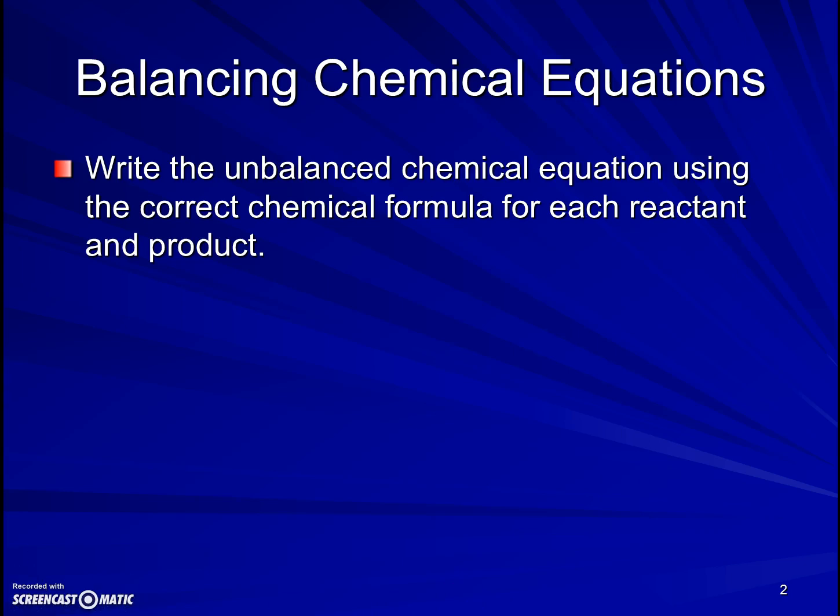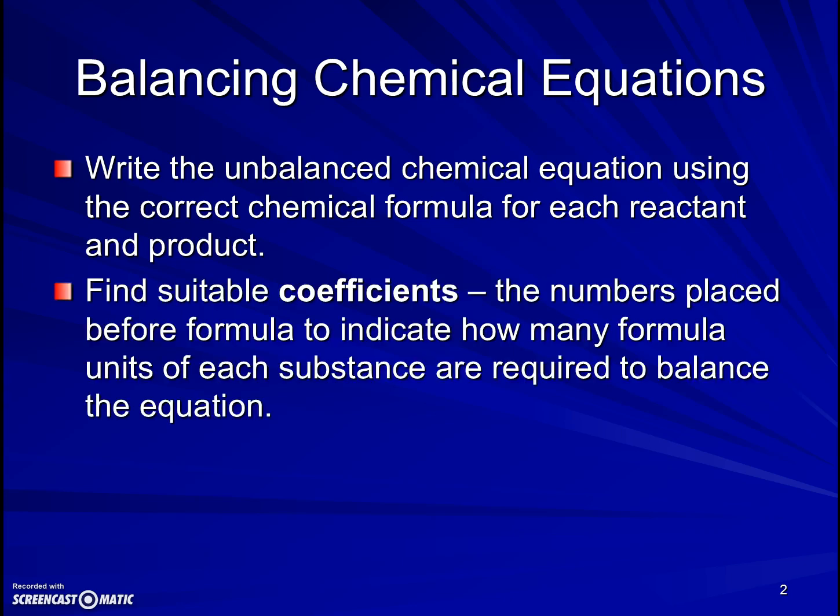A chemical equation is a way of writing out what happens in a chemical reaction. On the left side you have reactants, on the right side you have products, and you have the chemical formulas for each. And in order for the law of conservation of mass to be obeyed, those chemical equations have to be balanced. So we're going to begin by balancing chemical equations with suitable coefficients. Those are numbers we put before the formula to indicate how many formula units or molecules of each substance are required to get a balanced equation.